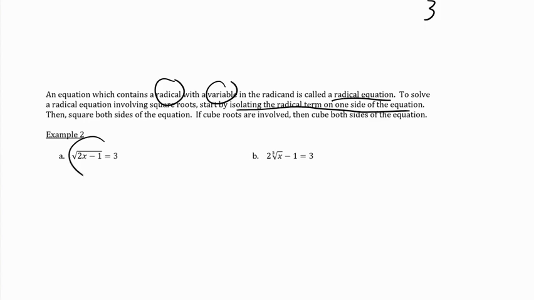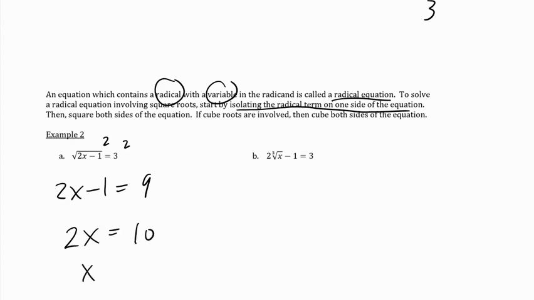On A, the radical is all by itself to begin with, so I can square the left side and I can square the right side. 2x minus 1 is equal to 9. Add 1 to both sides, that's 10. x is equal to 5. Whenever you square both sides or cube both sides, it's a good idea to check to make sure you don't get an answer that doesn't work when you plug it back in.